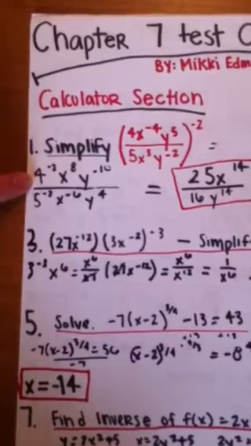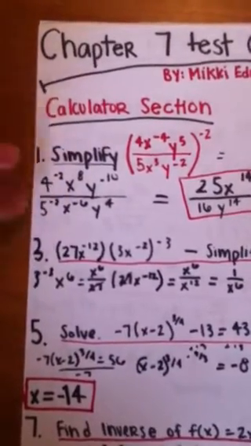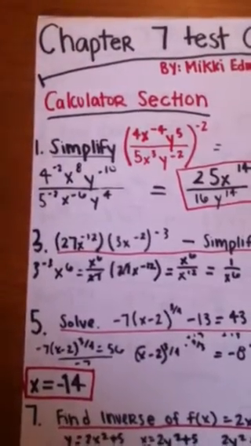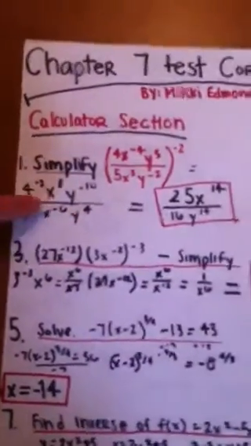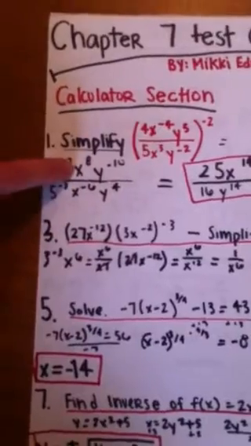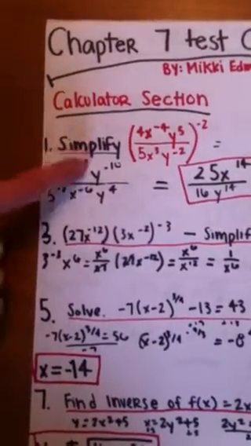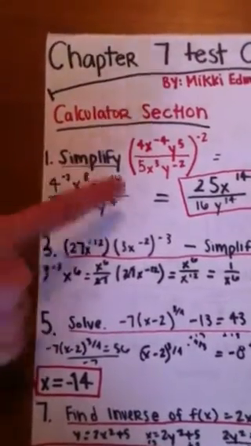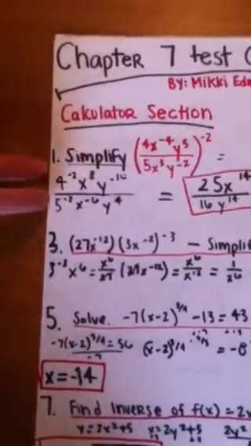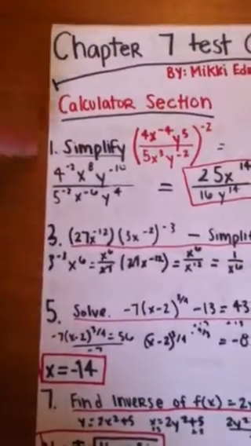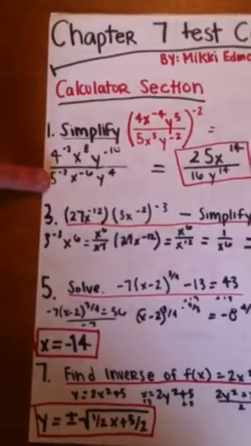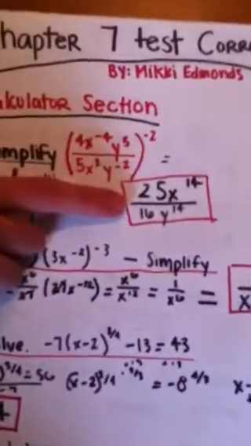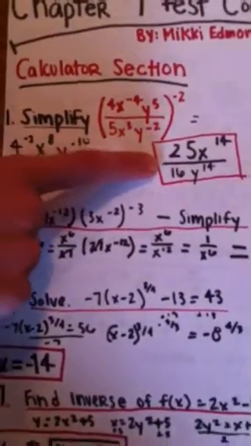And then you have to flip-flop the negative exponents. So you would move -10 to the bottom, so you would have y equals 14. -6 to the top, so you would also have 14. So x is 14 on the top and y is 14 on the bottom. And then the 4 and the 5 need to flip-flop, and 4 squared is equal to 16, and 5 squared is equal to 25. So you have 25x to the 14th over 16y to the 14th.